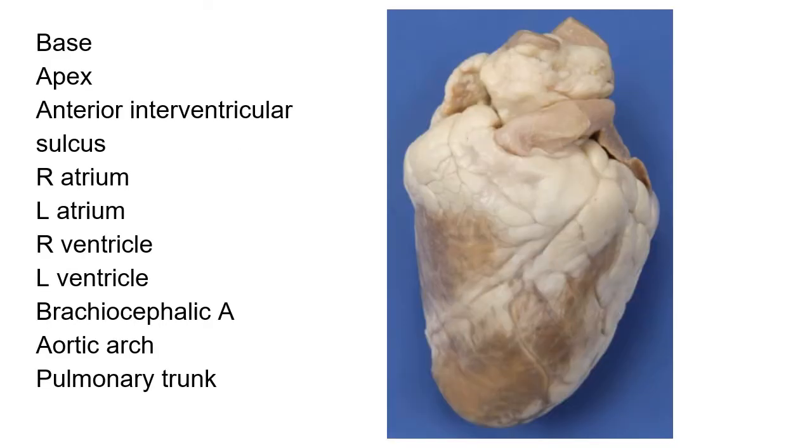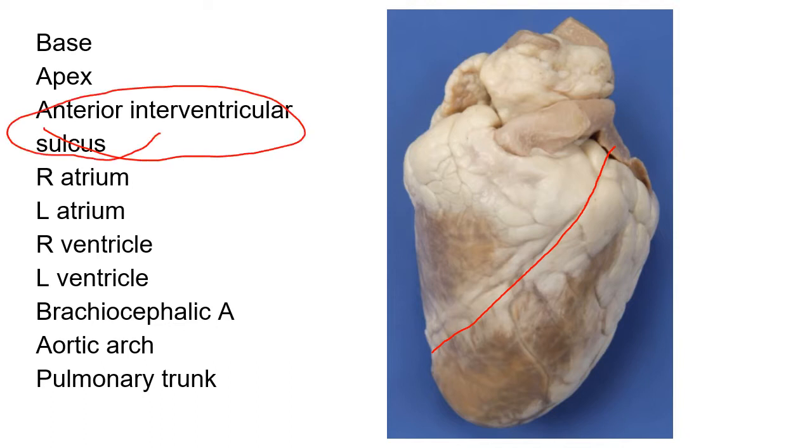So here we're looking at the front of a sheep heart. How do I know? Two landmarks, the same landmarks we use on human hearts. I can see a straight diagonal line from base toward apex. That is the anterior interventricular sulcus. The other thing I can see, because I'm looking at the front of this heart, is this blood vessel right here, the one at an angle all by itself. That is the pulmonary trunk.